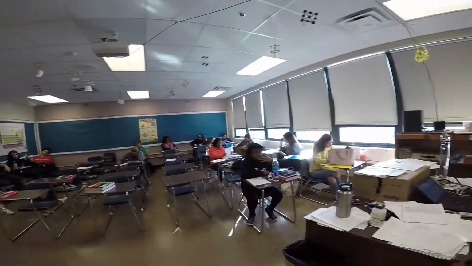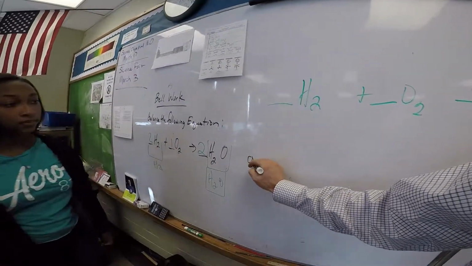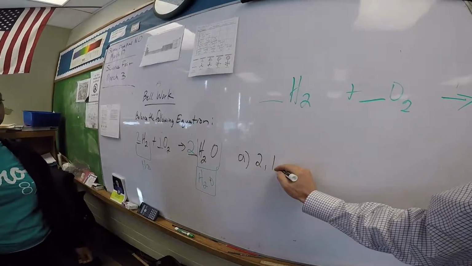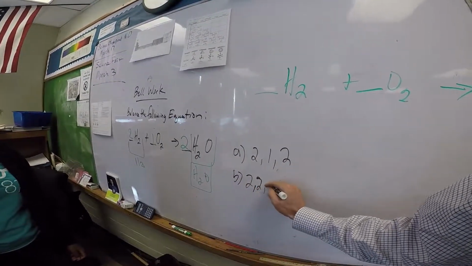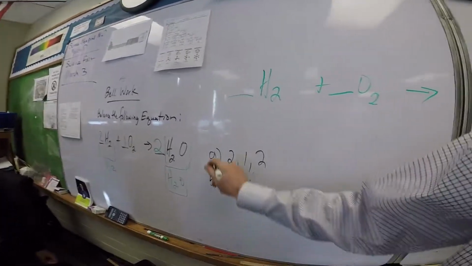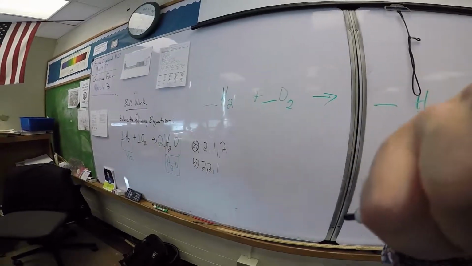Now be aware when you take your test quiz on Friday, your choices for this are going to be A, 2, 1, 2, or B, 2, 2, 1, right? So you're going to bubble in A as the right choice. That's how they do this.